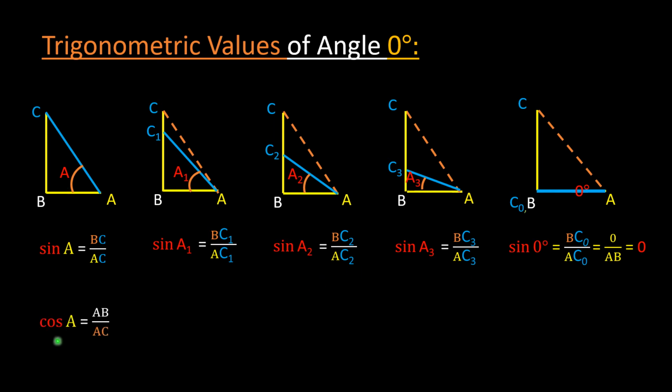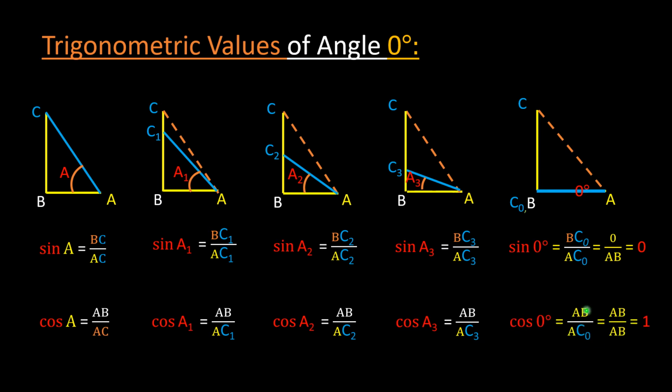In this right triangle, cos A equals adjacent side divided by hypotenuse, that is AB divided by AC. In the next step, when we reduce angle BAC to BAC1, it becomes A1 and we write cos A1 equals AB divided by AC1. In the next step, we write cos A2 equals AB divided by AC2. In the next step, we write cos A3 equals AB divided by AC3. And finally, when we reduce angle A3 to 0 degrees, we write cos 0 degrees equals AB divided by AC0.